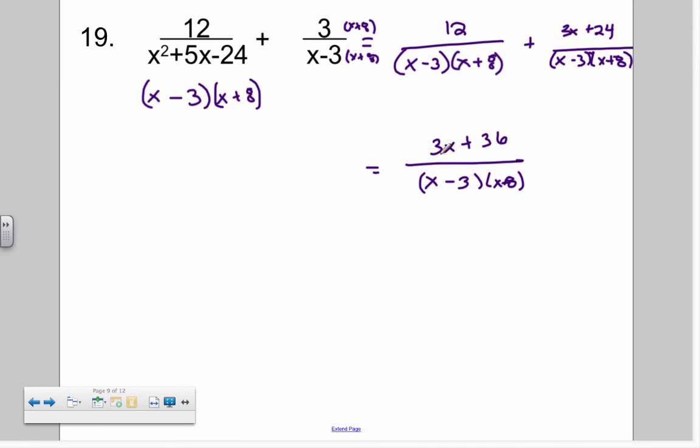There's really nothing else I could simplify. I could factor out a 3 here, but that wouldn't be able to cancel with anything, so I'm not going to worry about factoring out anything, since I can't simplify it. So my final answer is 3x plus 36 over x minus 3 times x plus 8.